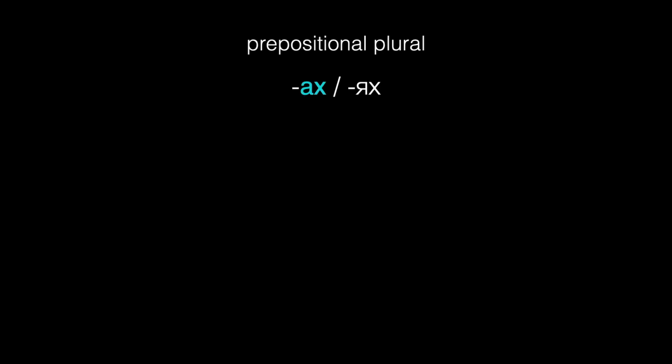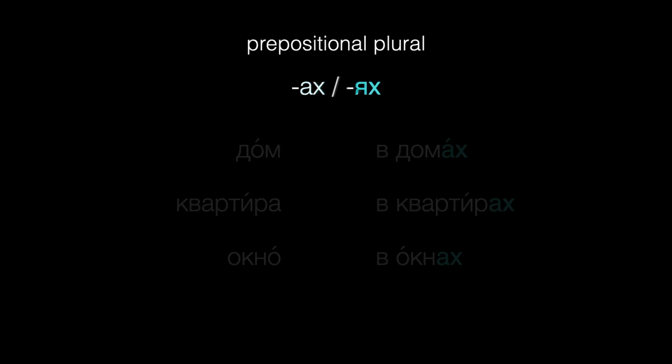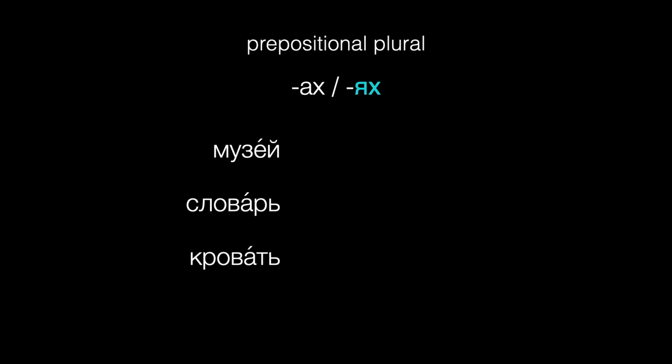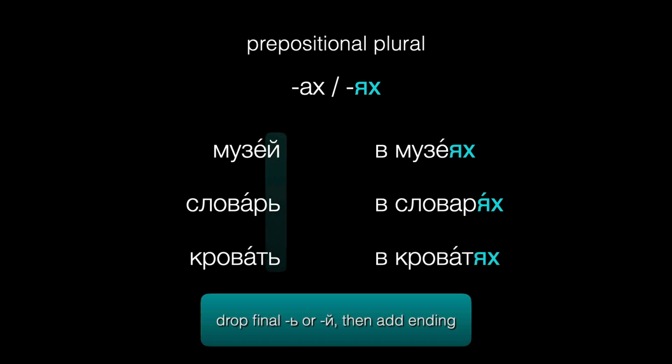There's just one basic ending with 2 possible spellings. We'll use the spelling ach after stems ending in a hard consonant. Дом, в домах. Квартира, в квартирах. Окно, в окнах. And we use the spelling ях after stems ending in a soft consonant. Музей, в музеях. Словарь, в словарях. Кровать, в кроватях. And notice how we're dropping the и краткое and the soft sign before we add the ending.